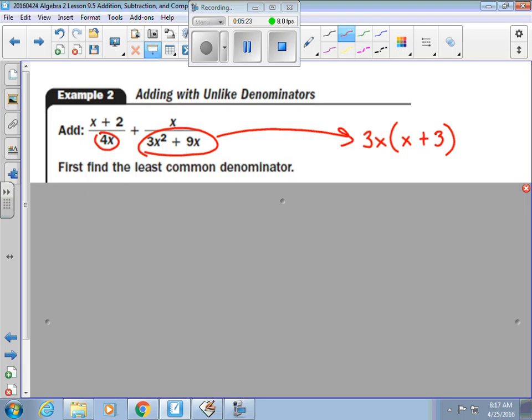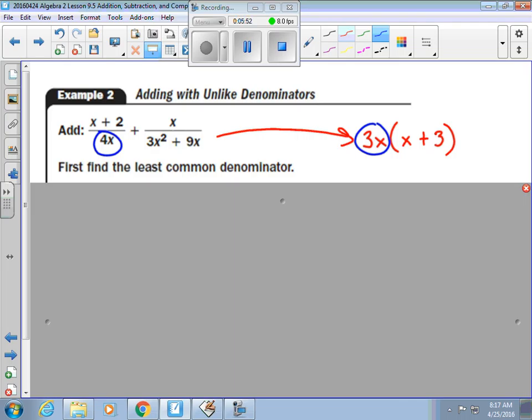The reason we have to do that is because we have that binomial x plus 3. We have to find the least common denominator in 3x and 4x. The number that they both go into, first off, is x. They both have x in common. So we need to have x as part of the denominator. And then, just like we did on the bell work, now we just have 4 and 3.